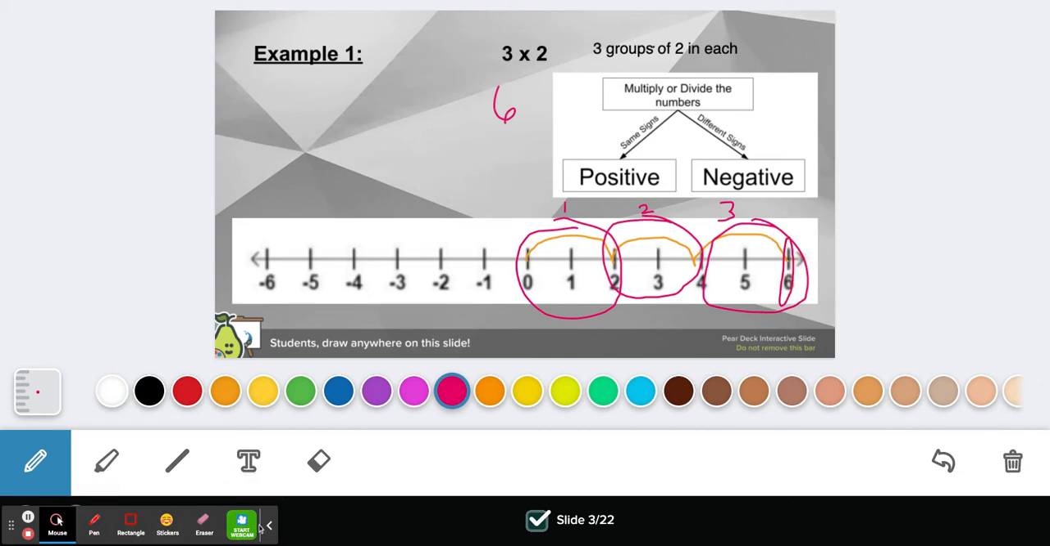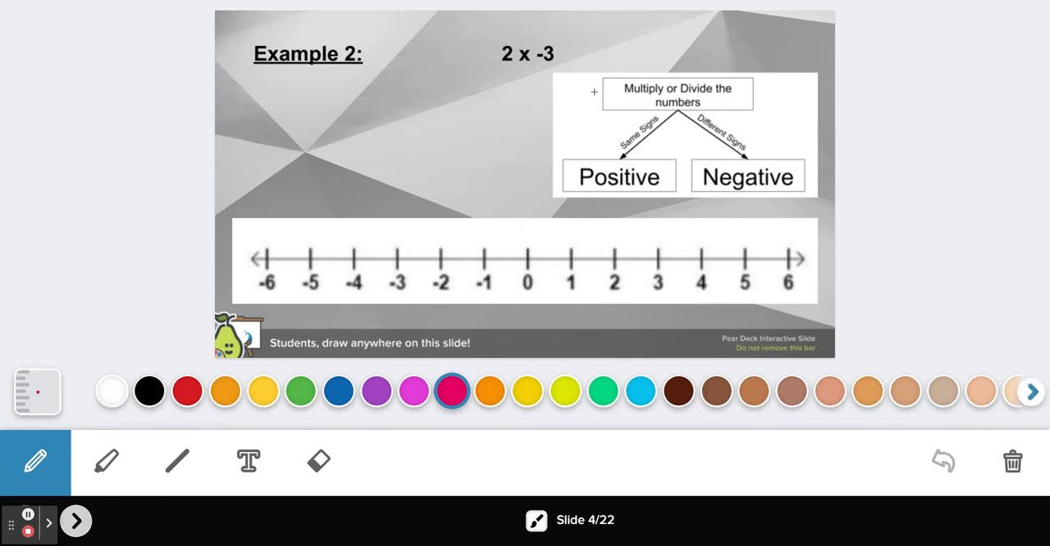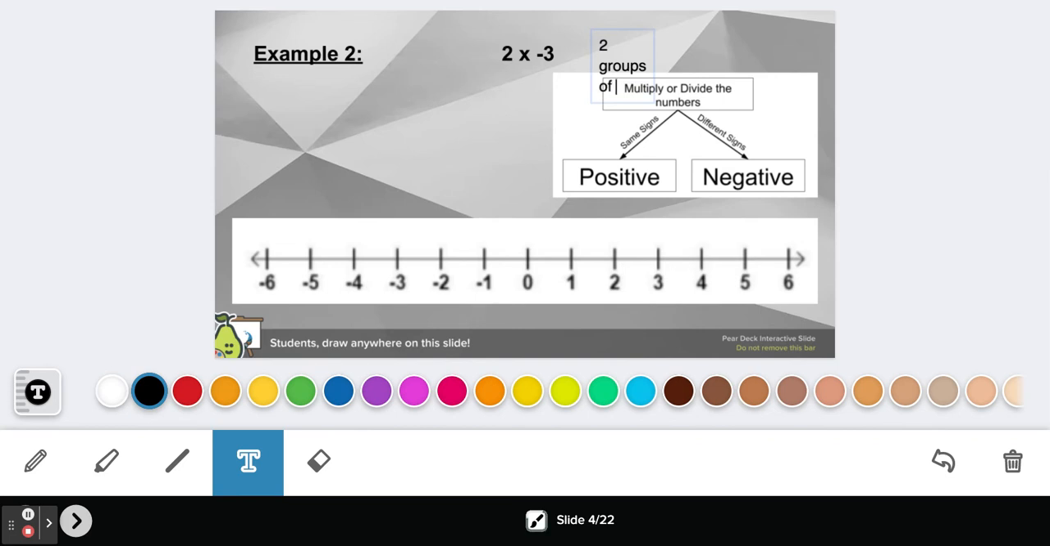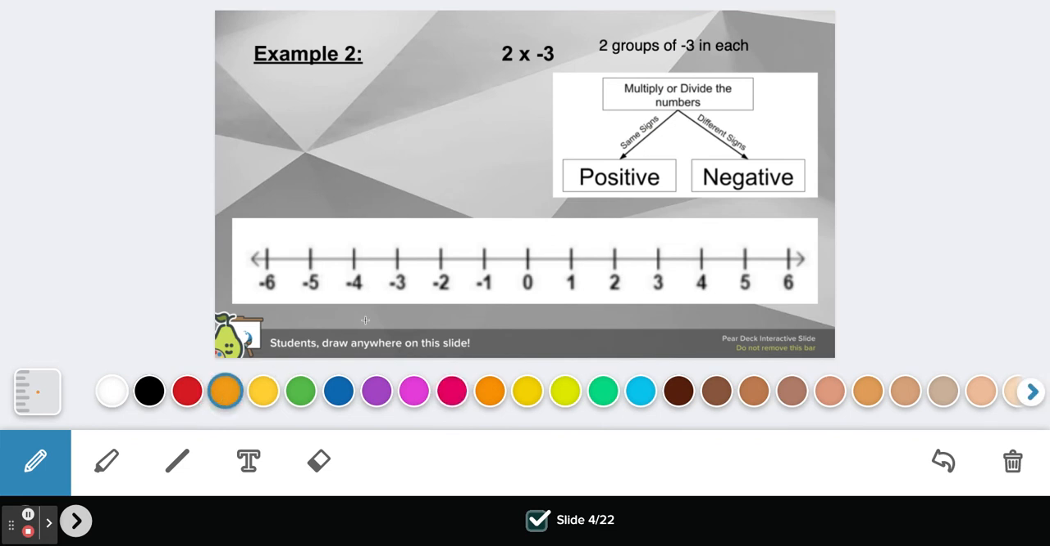Okay, so if I move on to the next question here, I have 2 groups of -3 in each. So 2 groups of -3 in each. Okay, that is what they want of us. So then what we need to do is draw our groups again. I'm going to have 2 groups of -3 numbers inside. So it's going to be -1, -2, -3. Then -1, -2, -3. And again, my arrow has to go this way.